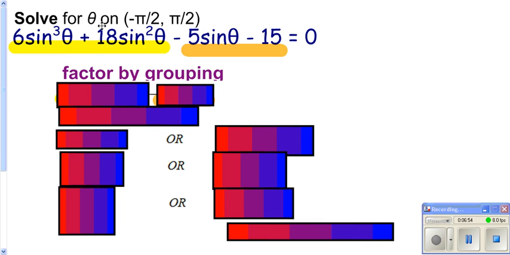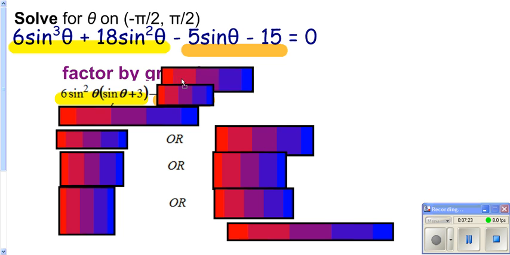Now we want to solve this for theta between negative pi over 2 and positive pi over 2. We have no greatest common factor, but we do have 4 terms, so we're going to factor by grouping. Look at the first 2. What could you pull out of the first 2? Well, you could pull out a 6 and a sine squared. What are you left with when you pull out a 6 and a sine squared? Before the plus sign, you're left with a sine. After the plus sign, you're left with a 3.